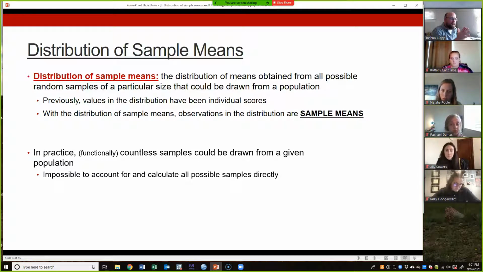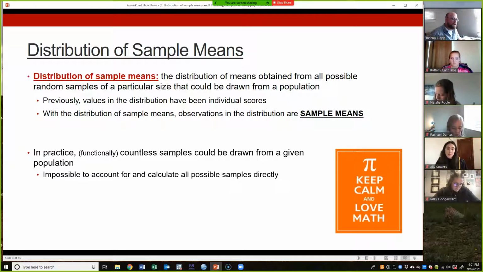In practice, a functionally countless number of samples with replication of size 100 could be drawn from UW undergraduates. It's not necessarily countless, but it's going to be a very, very large number, and it would be impossible to do this all directly. So this distribution of sample means is a theoretical entity, like a lot of the stuff that we're doing.